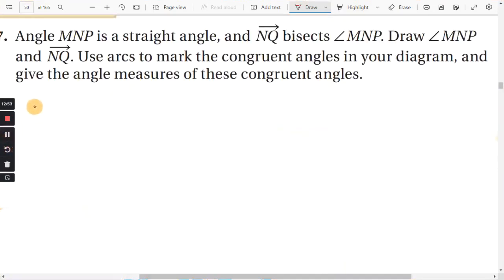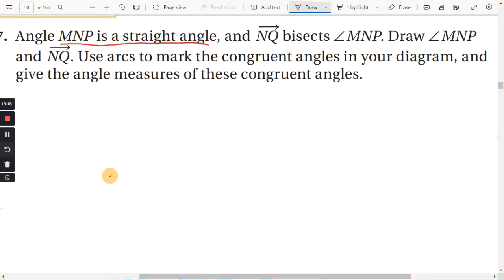All right, last one. It says angle MNP is a straight angle and NQ bisects angle MNP. Draw the angle and that ray NQ. Use arcs to mark the congruent angles and give the angle measures of these congruent angles. Okay, I'll give you a hint. Let's start with angle MNP as a straight angle.